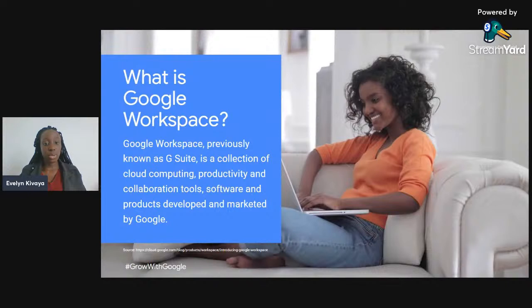So basically, Google Workspace was previously called G Suite, and it is a collection of cloud computing items whereby you can enhance your productivity, and it is also a collaboration tool, a software, and also products. Products are developed and marketed by Google under the Google Workspace. So basically, Google Workspace in particular is a collection of cloud computing, productivity, and collaboration tools, and it also enables users to create documents, spreadsheets, slides.